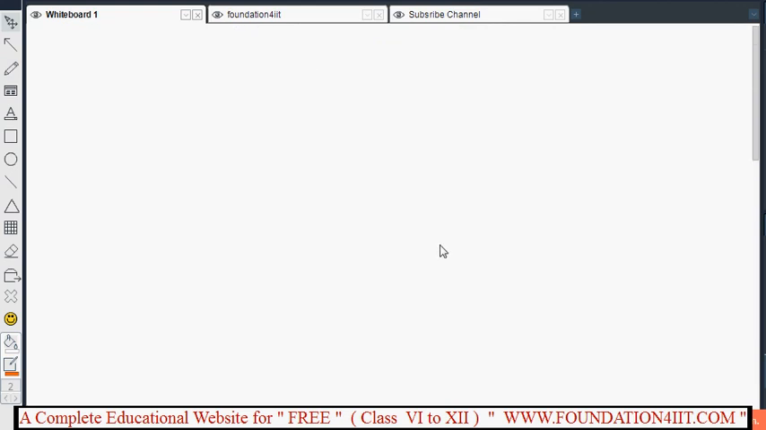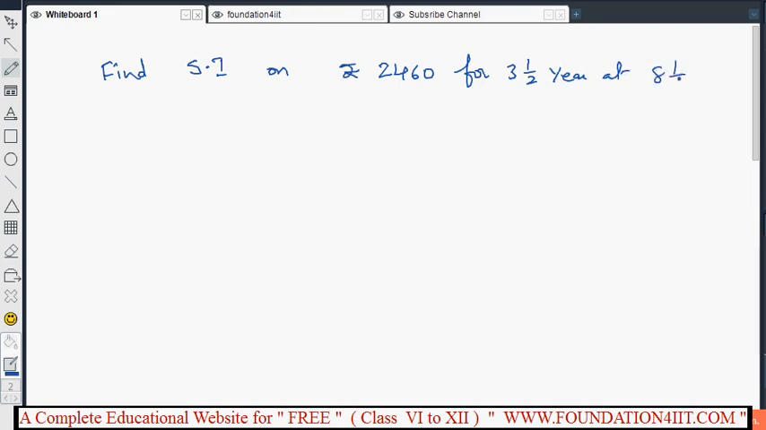Now the question is, so 3-4 problems I'll solve on simple interest. Find simple interest on rupees 2460 for 3.5 years at 8 1/3% per annum. So principal is given, time is given, and rate of interest is given. Now observe the problem.